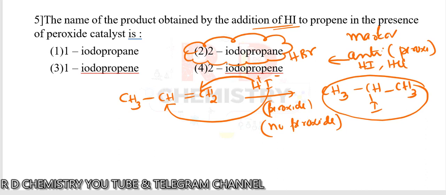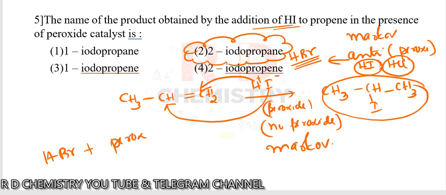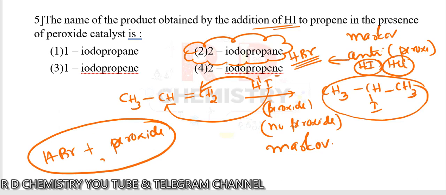2-iodopropane. Clear? Remember, anti-Markovnikov's rule is for HBr addition only, not for HI and HCl. So even if there is HI or HCl, with or without peroxide, always remember Markovnikov's rule here. So anti-Markovnikov's rule is only for HBr, in the presence of peroxide. All other combinations follow Markovnikov's rule.